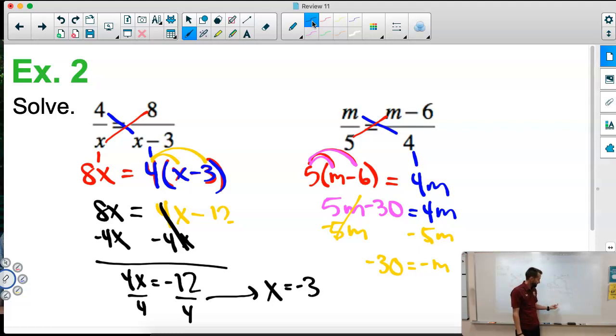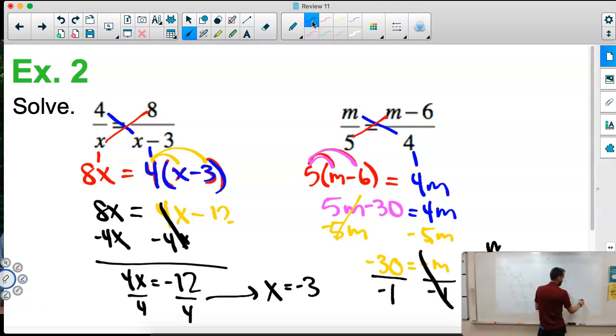Okay. Now this says negative m equals negative 30. There's a negative here, so I'm going to divide by a negative 1. So that I get rid of my negative, because I don't want to know what negative m equals. I want to know what m equals. Divide by negative 1, and a negative divided by negative is positive. So m equals 30. Okay?